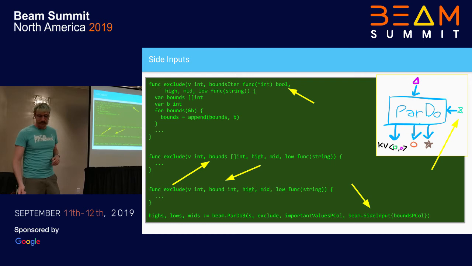We do have some additional convenience functions for side inputs, so that you can just get things as a slice of values, or just as a singleton value if you know that your P collection only has one element in it. And you can specify side inputs to any of your DoFns using the additional side input option here and passing in the associated P collection so everything gets wired up properly.